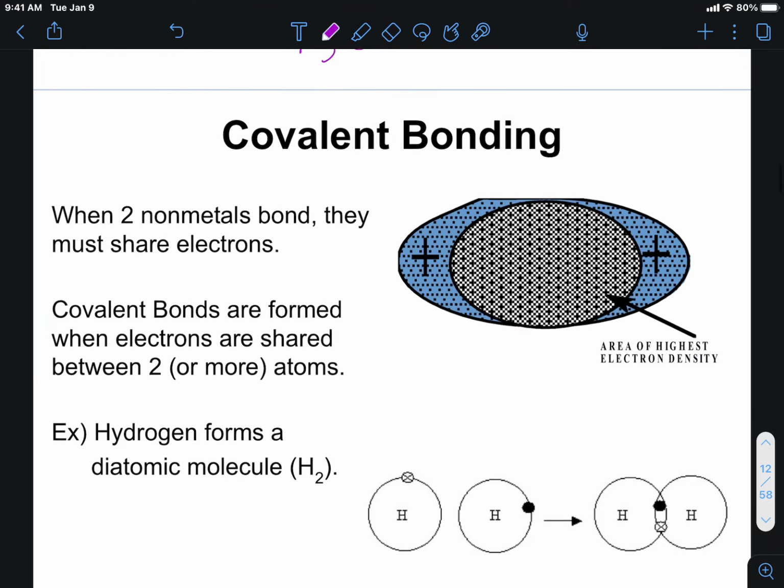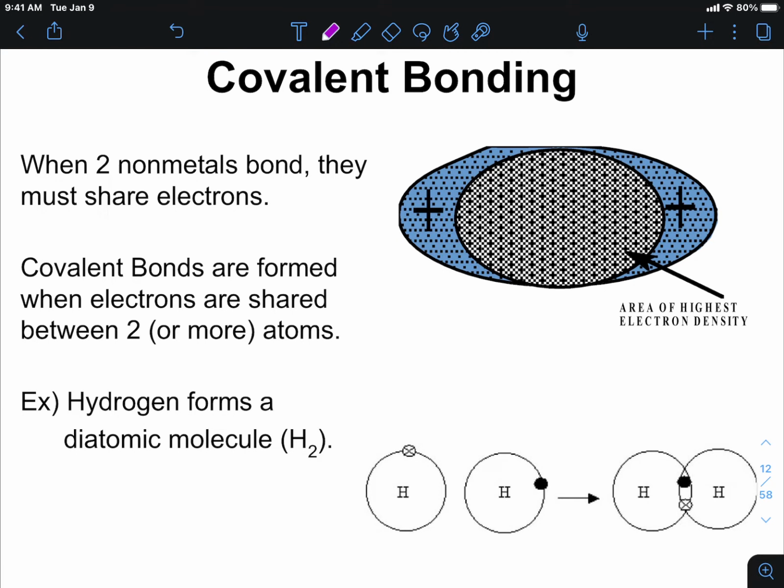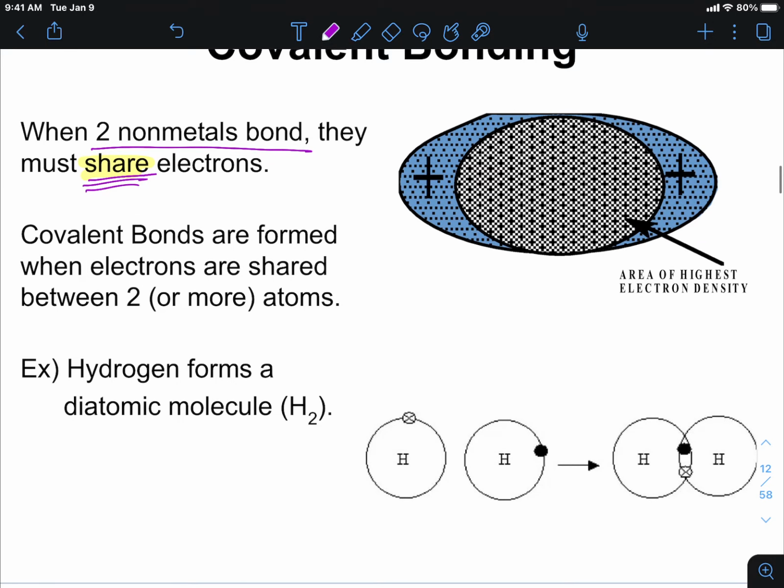All right. We talked a lot about ionic bonding. But for this to make sense, we need to talk about the other types too. So, covalent bonding. When 2 nonmetals bond, they must share electrons. This is the key word, share. Share electrons. There was no sharing in ionic bonding. It was just taking. Covalent bonding, they're sharing. So what's happening? Why is it sharing?